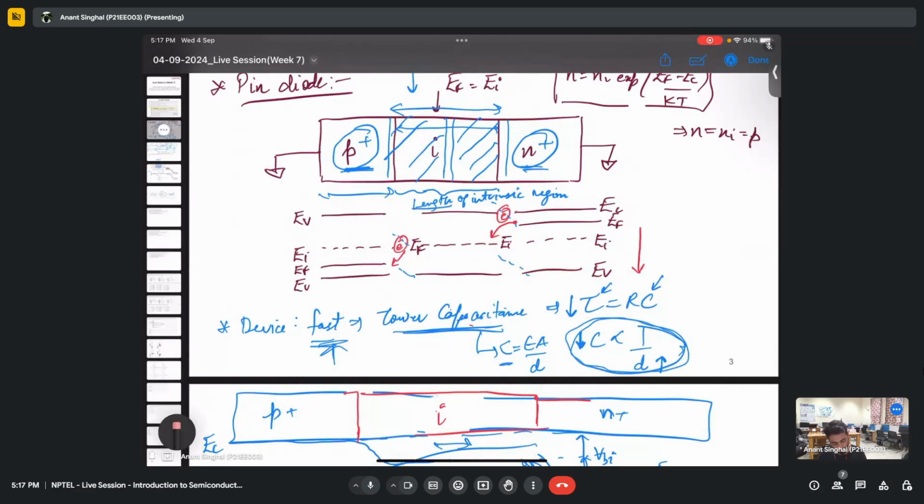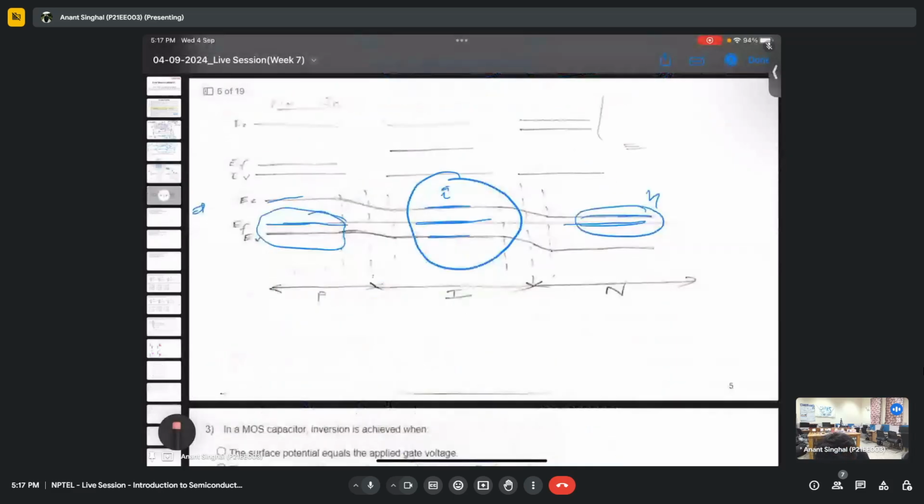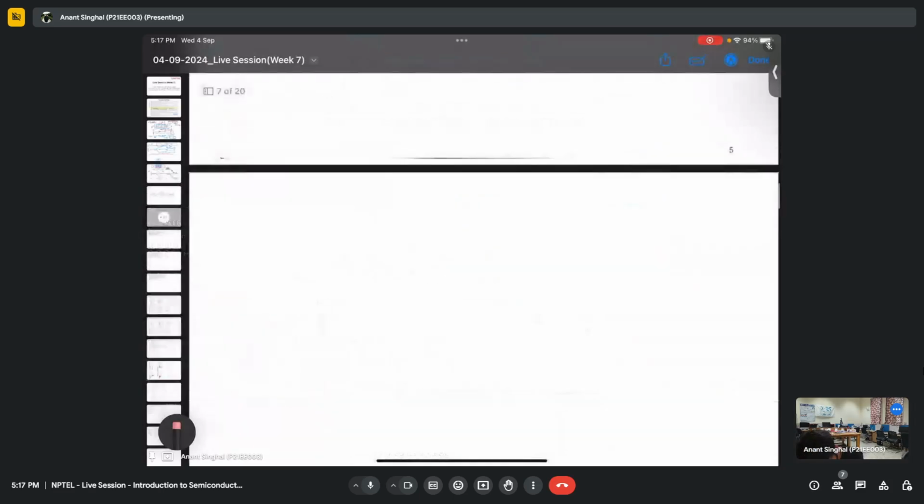Okay, sir. Yeah. So now, maybe out of curiosity, what all of you can do is, if possible right now, maybe we can take three cases quickly. So maybe you can try to make the band diagram now, at equilibrium again.